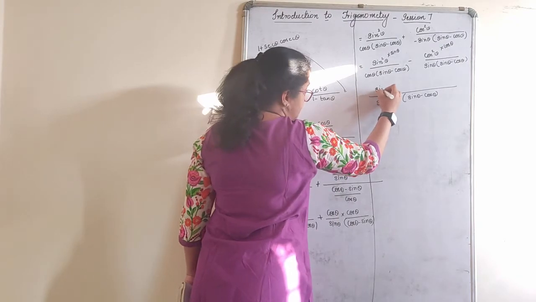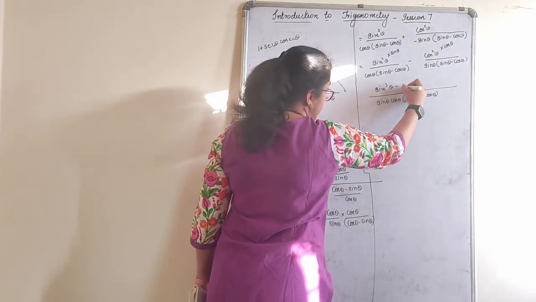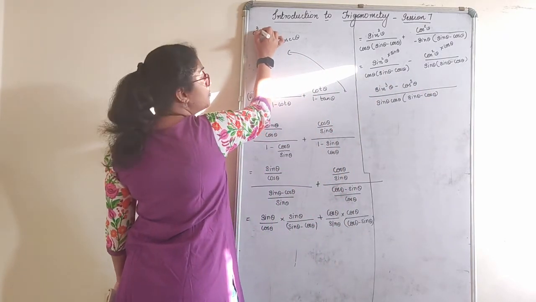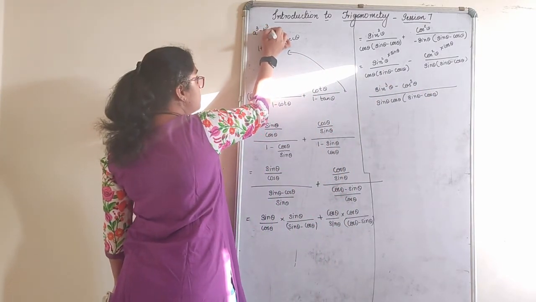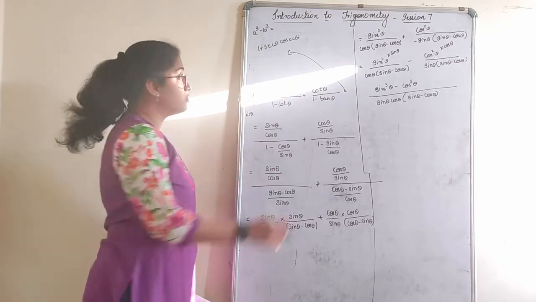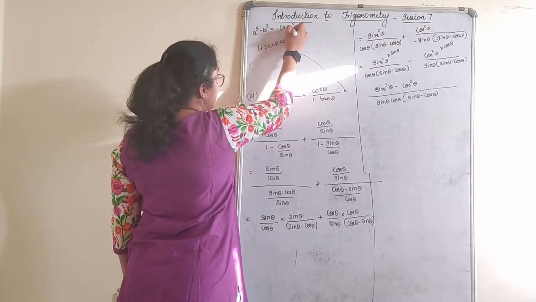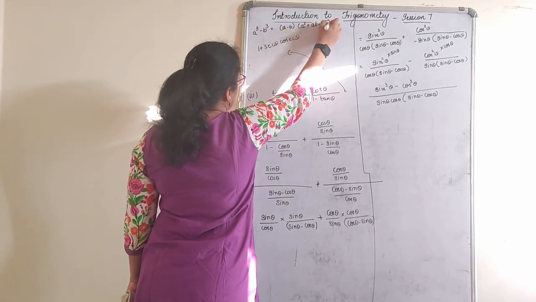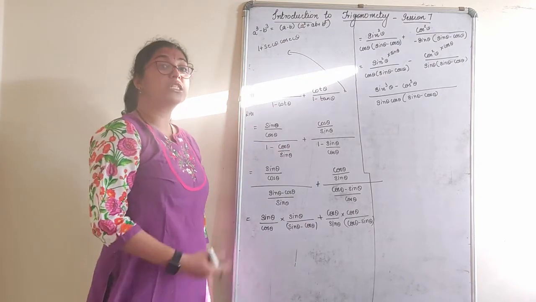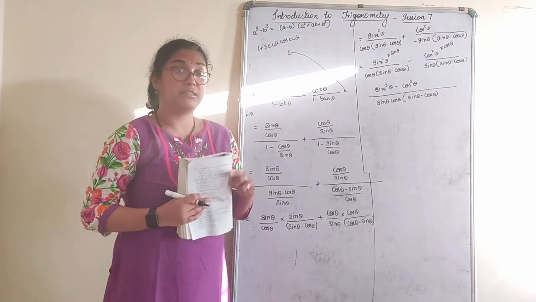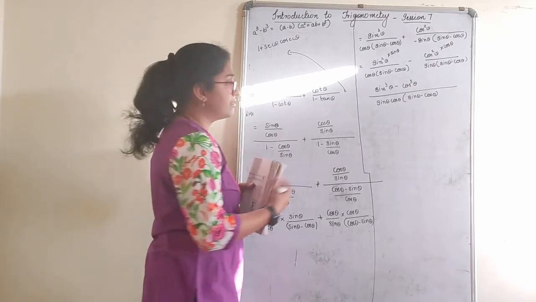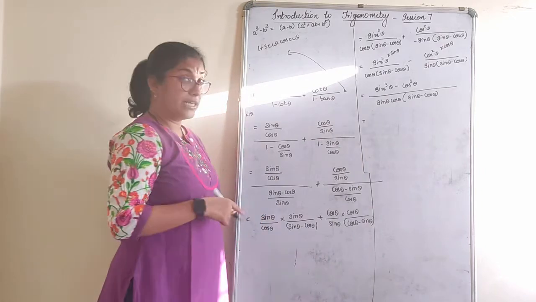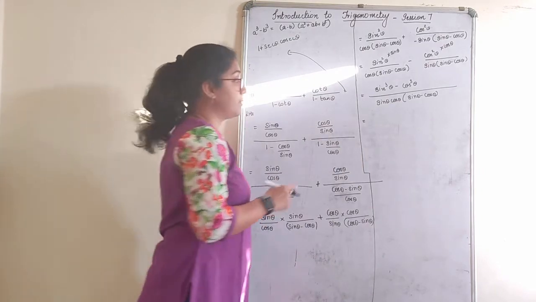Sine cube theta minus cos cube theta. What is a cube minus b cube? A minus b of a square plus ab plus b square. An identity you studied in standard 9th, right? Polynomials, the last exercise we had in 9th standard. Apply that. I told you in the beginning itself, quite a lengthy sum but a very important sum.